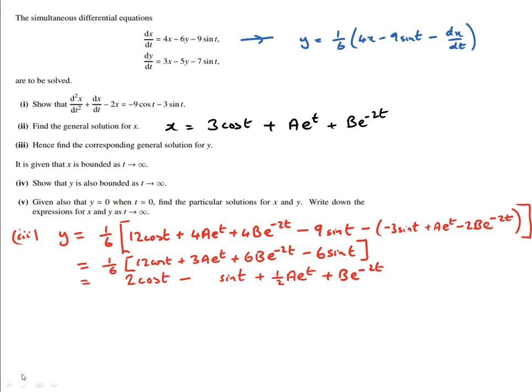Now we're told that x is bounded as t tends to infinity. Well, if we look at the different terms in x, 3 cos t always lies between 3 and minus 3. a e to the t is going to tend to infinity if a is anything other than 0. b e to the minus 2t tends to 0 as t tends to infinity. So if x is bounded as t tends to infinity, we must have a equals 0.